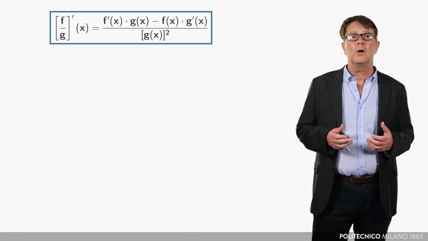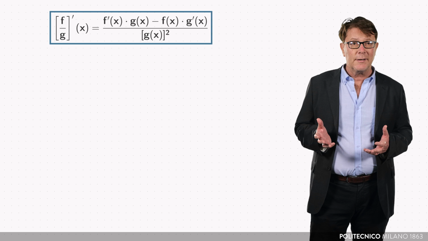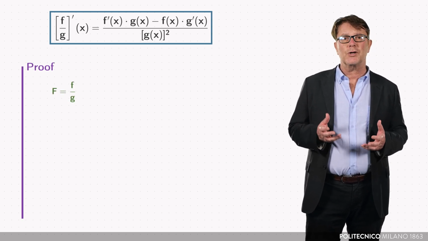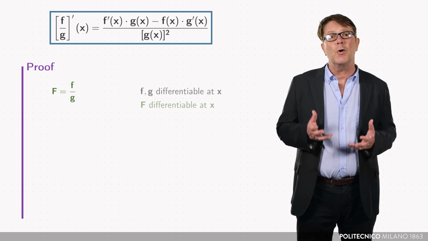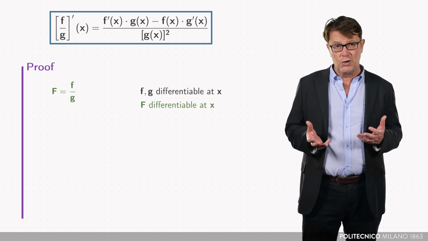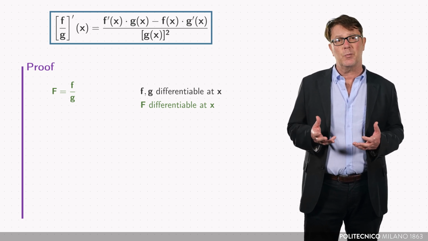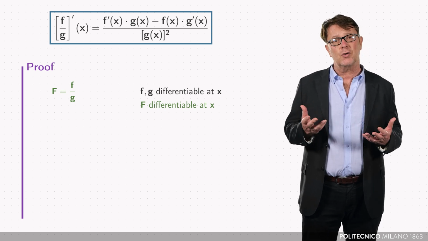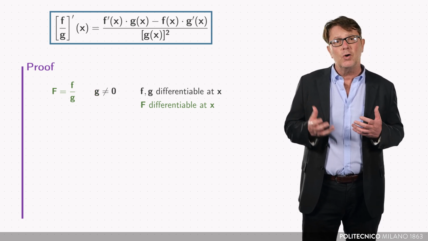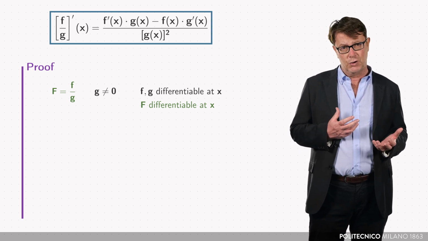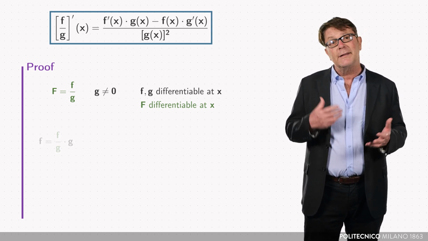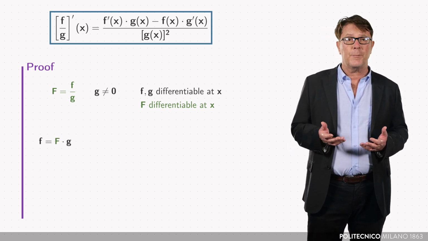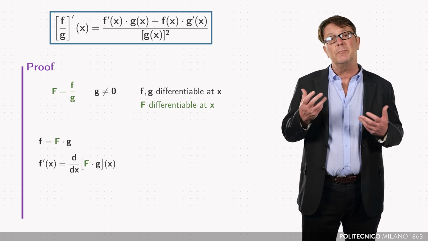Why does the quotient rule look in this way? To understand it, we can proceed in this way. Let's call big F the quotient function f over g, and suppose that we already know that in addition to small f and g, also the quotient function is differentiable at a certain x. Obviously, we must assume that the function g is different from 0 in order to calculate the quotient f over g. We can now write f as f over g multiplied by g. Then f prime is equal to the derivative of the product between big F and g.